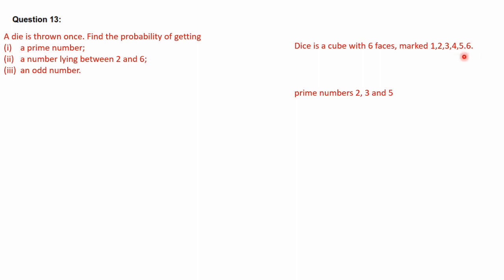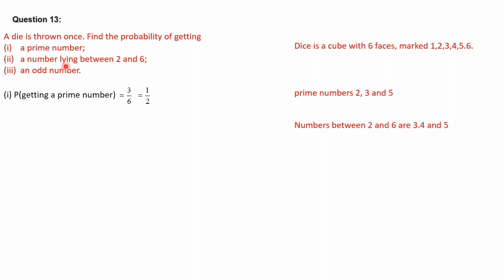The possible outcomes we have are the numbers 1, 2, 3, 4, 5 and 6. From here you have to choose the prime numbers. The prime numbers are 2, 3 and 5, means a total of 3 numbers. There are 3 prime numbers out of 6. So the favorable outcome is 3, total outcome is 6. So the probability of getting a prime number is favorable outcomes divided by total number of outcomes, that is 3 divided by 6. Here 3 is common in both numerator and denominator. When we cancel with 3, we get the answer 1 by 2.